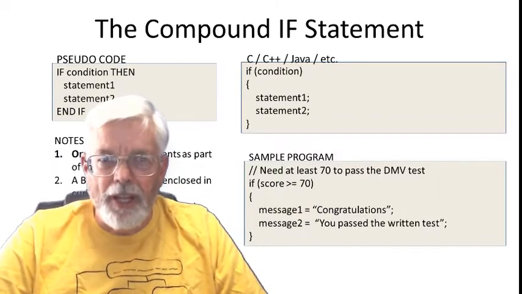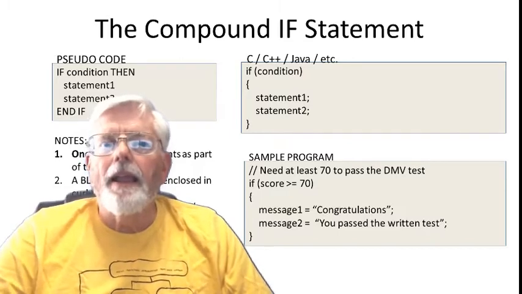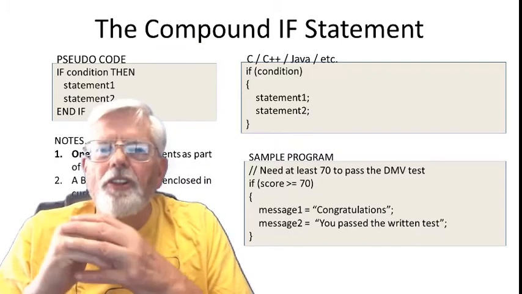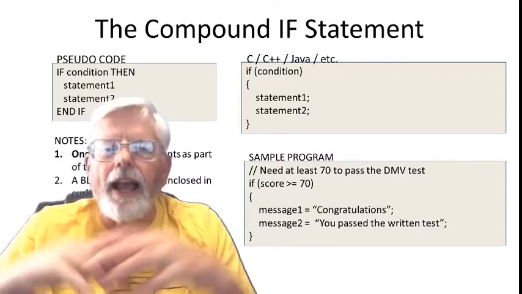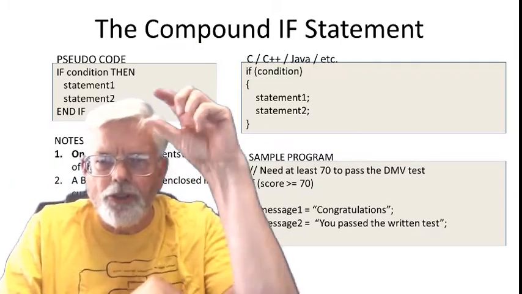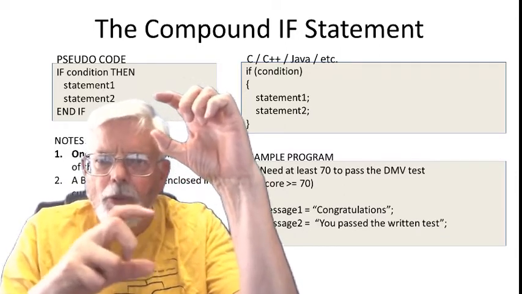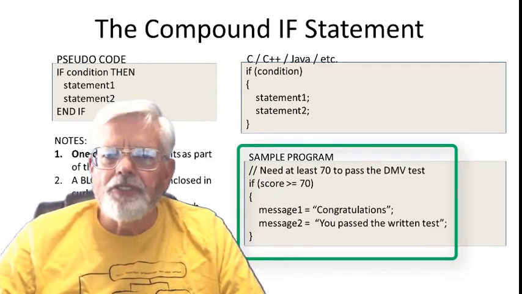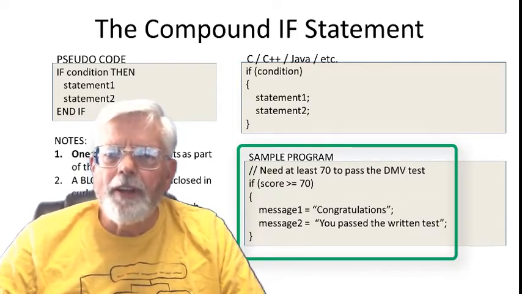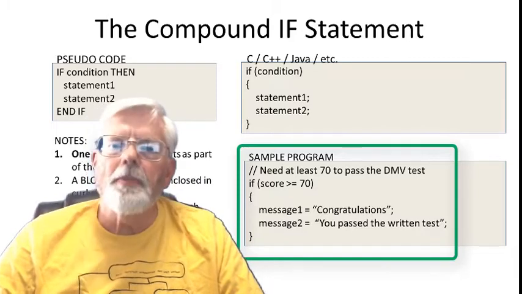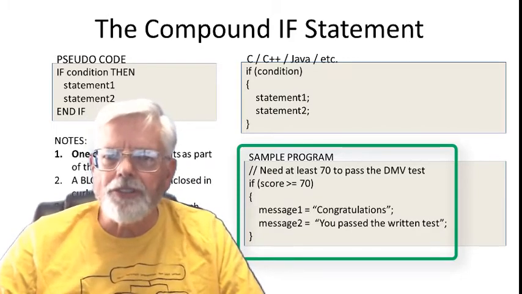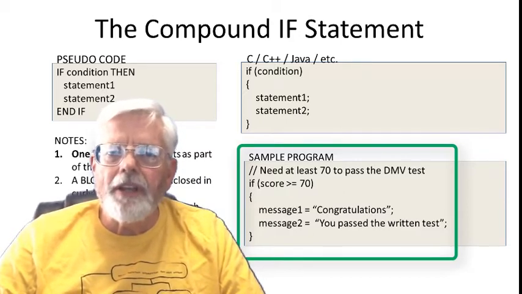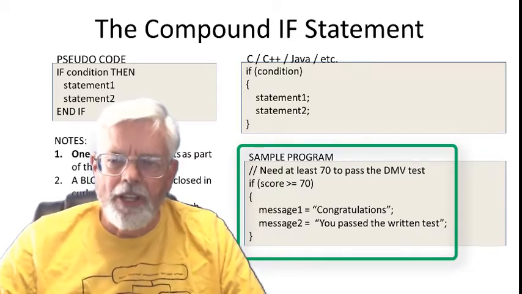Here's the compound if statement. If there's more than one statement that I want attached to the if, I have to put it in a block of code, starting with the open curly brace and closing with the closed curly brace. So here's my sample. It says if score is greater than or equal to 70, message 1 equals congratulations, message 2 equals you passed the written test. I need that block of code to tie both of these statements to the if.